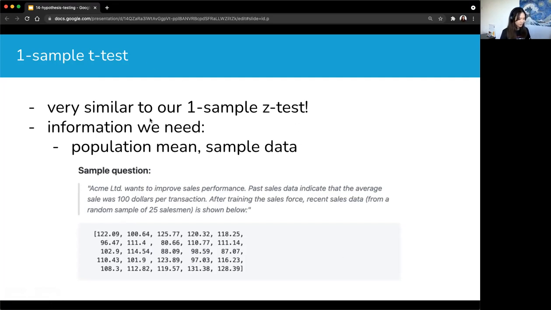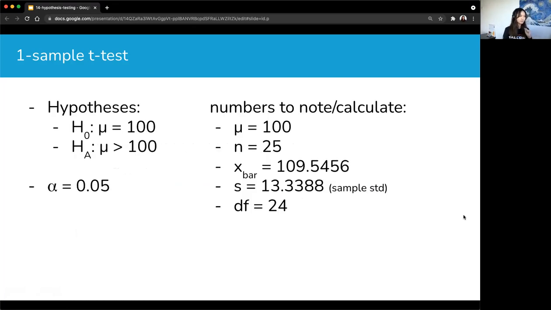Okay, so here we have our question set up. Let's go into our statistical testing process. So first we set up our hypotheses. So the hypotheses here, we have our null hypothesis saying that there is no effect of this sales training.